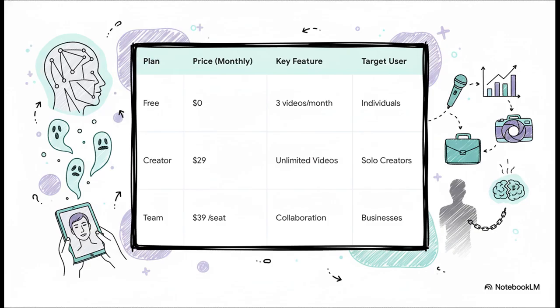And look, we're not talking about some super exclusive software that costs a fortune. If you look at HeyGen's pricing, you can see it's built for everybody. There's a free plan just to mess around with it. Then you've got a creator plan for about $30 a month that gives you unlimited videos. And then, of course, team plans for businesses.